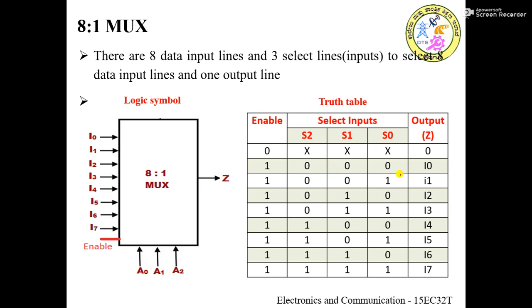Okay, with 0, 0, 0, the first line I0 is selected. With 0, 0, 1, I1 is selected. With 0, 1, 0, I2 is selected. 0, 1, 1, I3, like this. So with 1, 1, 1, the final input line, that is I7, is selected, and its information appears on the output Z.